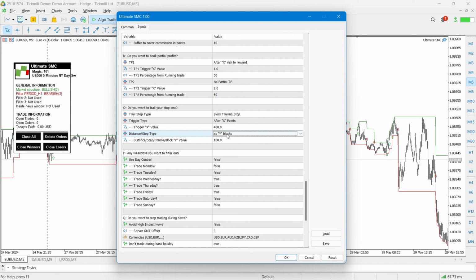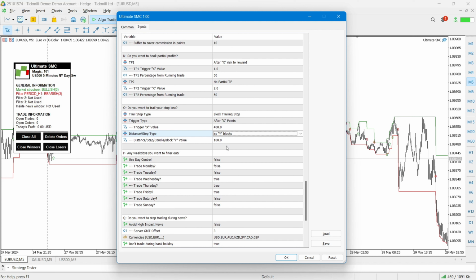One thing you need to know about this trailing block, for example, if we are trading a sell trade, whenever a bullish block is created, we're not gonna count it. We're gonna count only the bearish blocks so we can move forward our trailing stop. It's very recommended to use this one. It's a new concept. I don't think other EAs have it. Try it in the backtest, try it on a demo. It's super cool to move your trailing stop based on blocks.